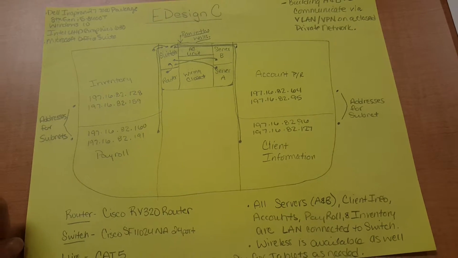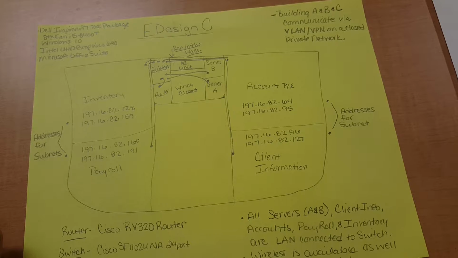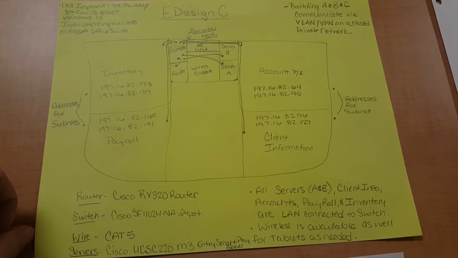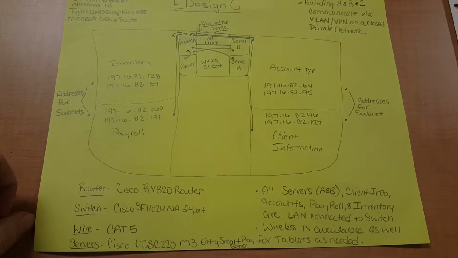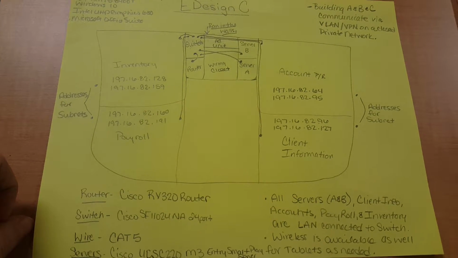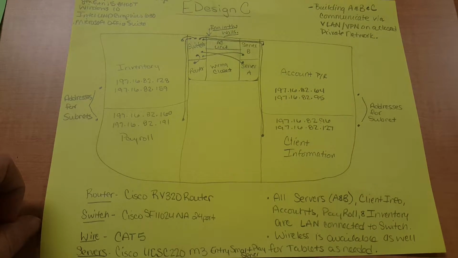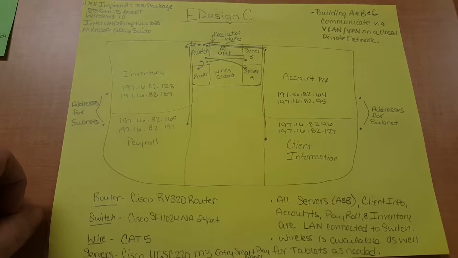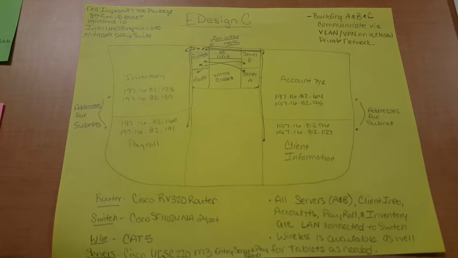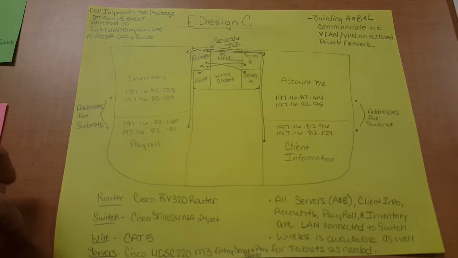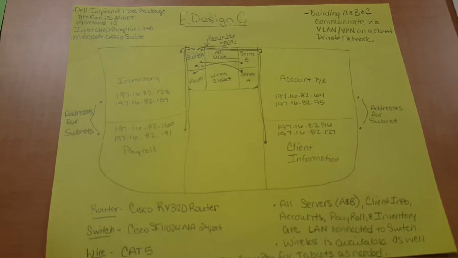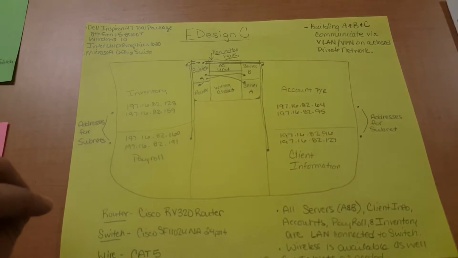The servers, the client info, accounts, payroll, inventory are all hardwired and LAN connected to the switch, but wireless is available through this router. So if anybody comes in, say over from design with their tablets, or somebody comes in that has a tablet or another computer, they can connect and begin working.